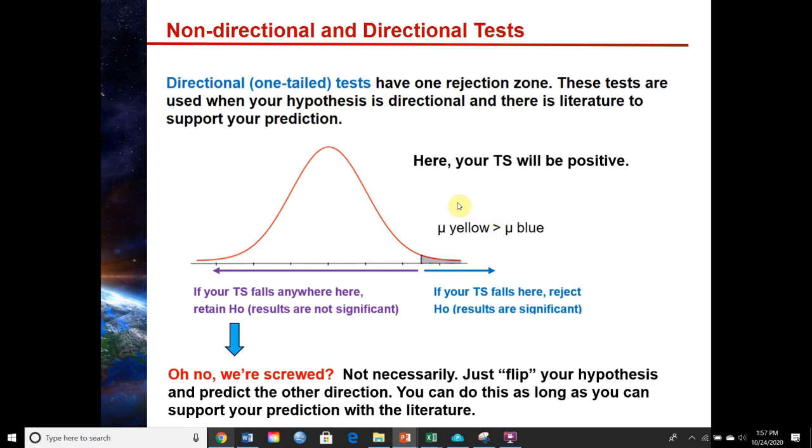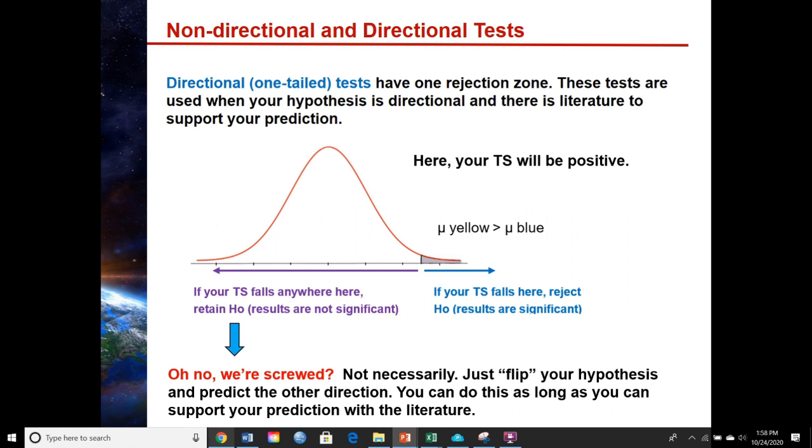All right, so as long as you can go back and find literature to support your new prediction, you can flip your hypothesis, and now you will be in this tail. Do you see how awesome that is? You just have to flip your hypothesis. So I'm not sure if I gave this example in the book, but if I did, then I'm refreshing your memory. And if I didn't, it's a good example.